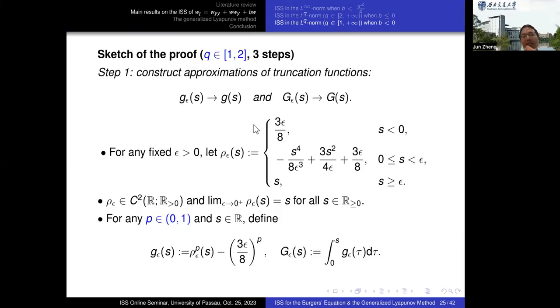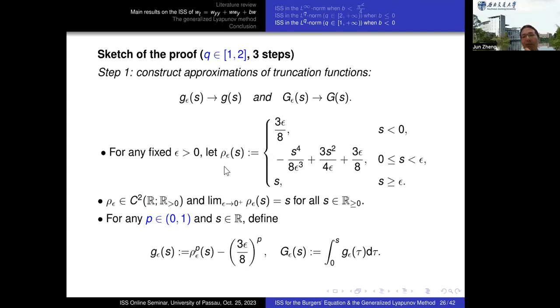But in this case, the functions GS and capital GS are not differentiable because we set Q to be the sum of P and 1. In such a case, P is less than 1. So GS and capital GS defined earlier are not differentiable. So they cannot be used for the stability analysis in the Lyapunov argument. To do so, we would like to construct some approximations of GS and capital GS.